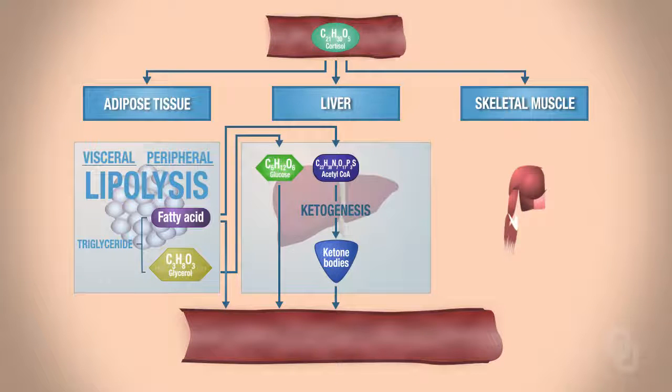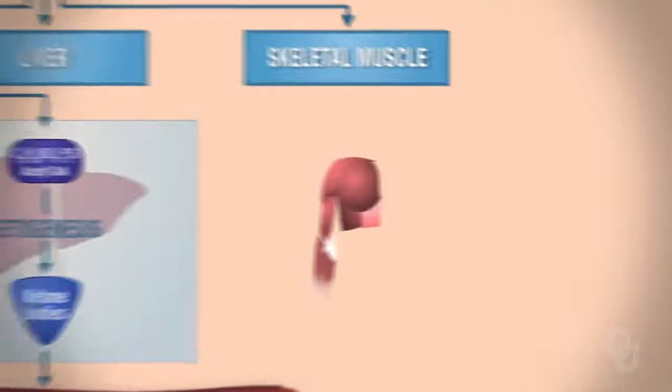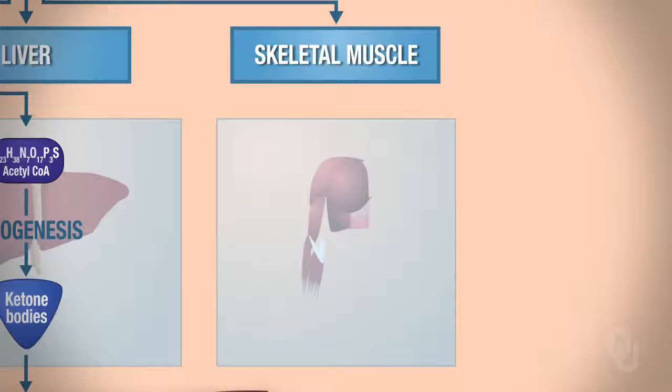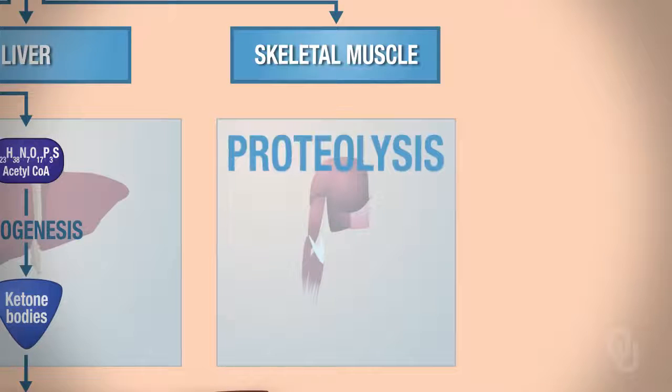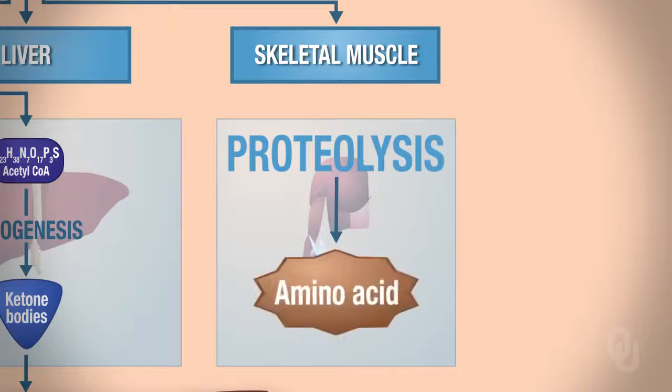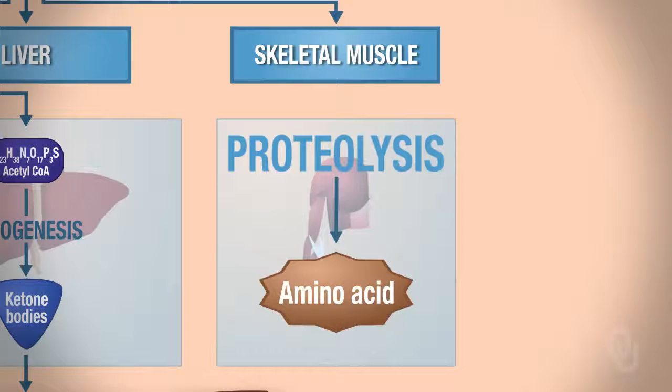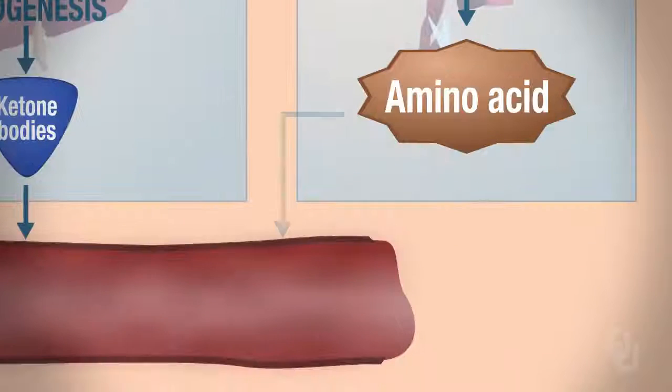Cortisol will also target skeletal muscle. And when it targets skeletal muscle, that will cause proteolysis. In proteolysis, the products are amino acids. So those amino acids can go into circulation, so we can increase the concentration of amino acids in the plasma.